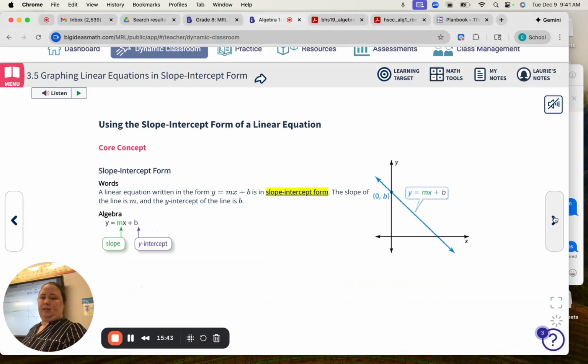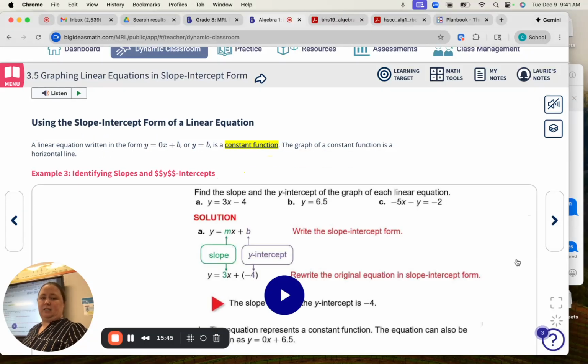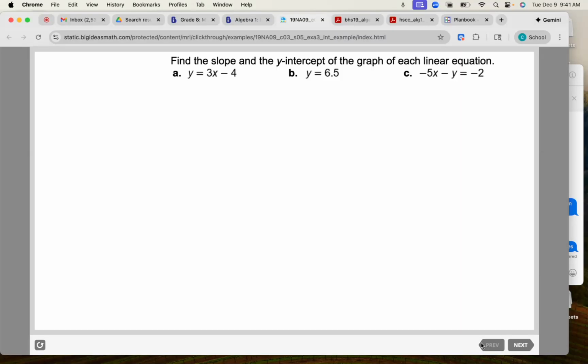All right, we know slope-intercept form. We've gone over it ad nauseum. All right, let's look at example 3. These are all in your book. You have recognized, right? So you can follow it in your book. We're on example 3, aren't we? Okay. It says find the slope and the y-intercept.